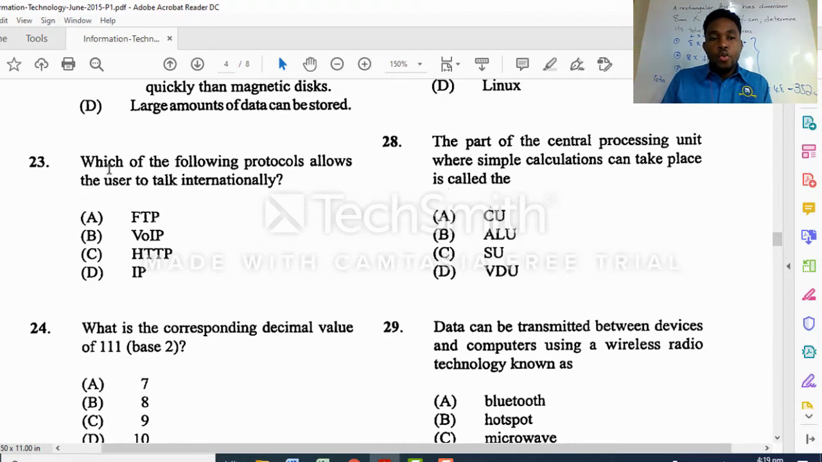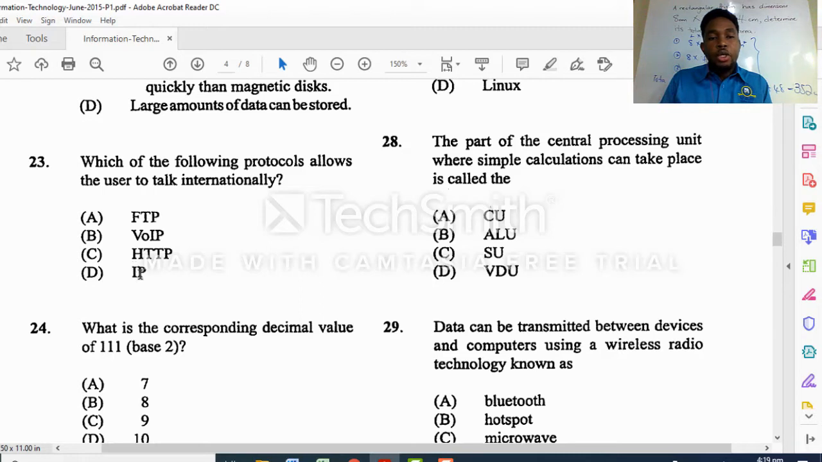So it says here which of the following protocols allows the user to talk internationally. So FTP stands for File Transfer Protocol. It deals with how you transfer files across the internet also in terms of messages. VoIP stands for Voice over Internet Protocol. This is what allows you to talk over the internet.